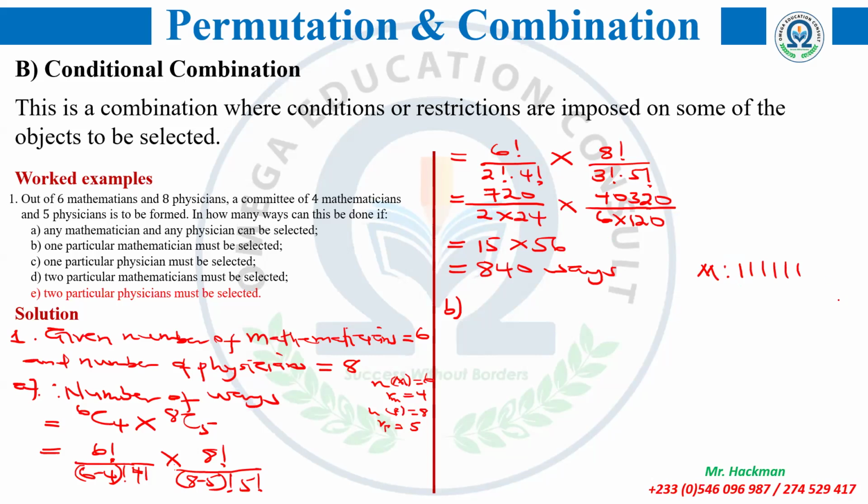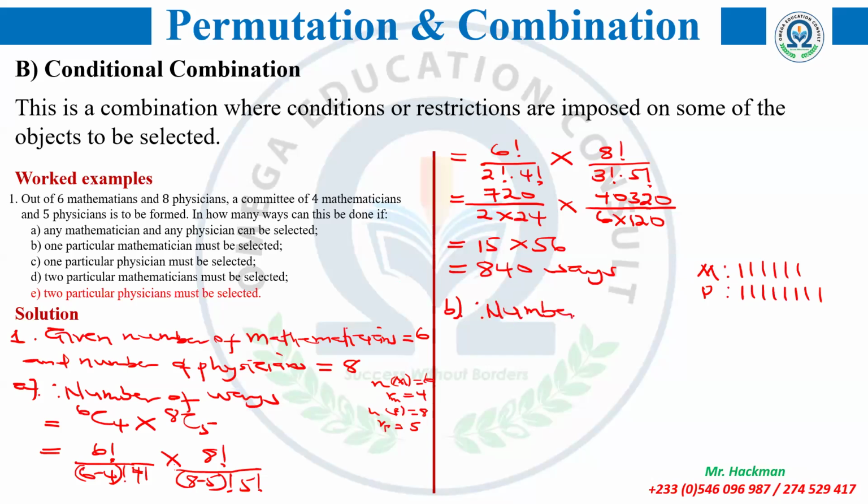And my physicians, how many do I have? I have 8 of them. So 1, 2, 3, 4, 5, 6, 7, 8. Remember, I always use strokes to represent people. Is that clear? Yes, please. Okay, so at this point, this is what we are going to do. So therefore, number of ways.